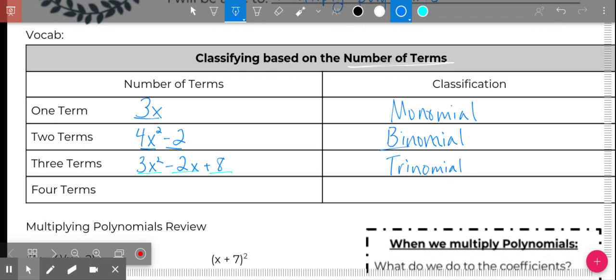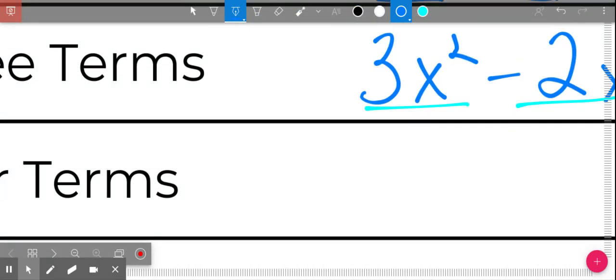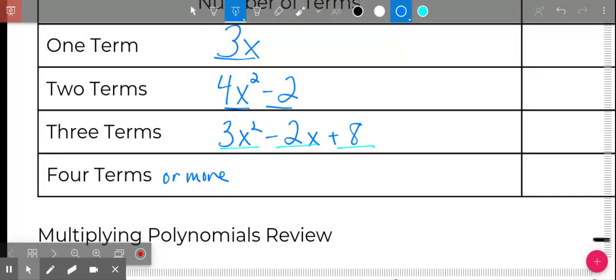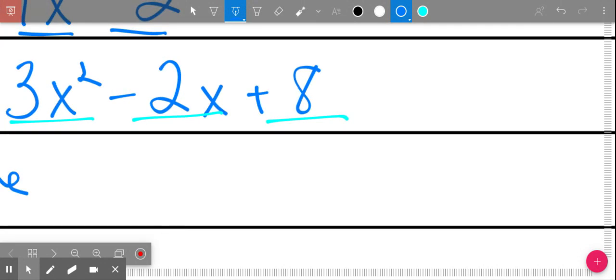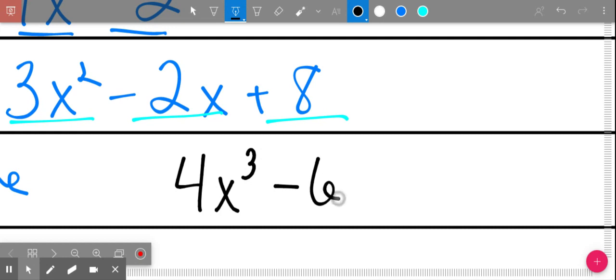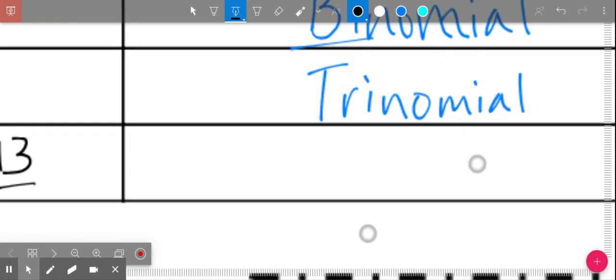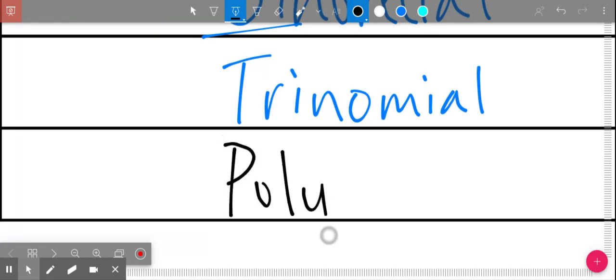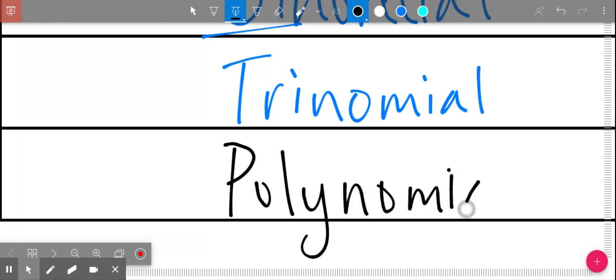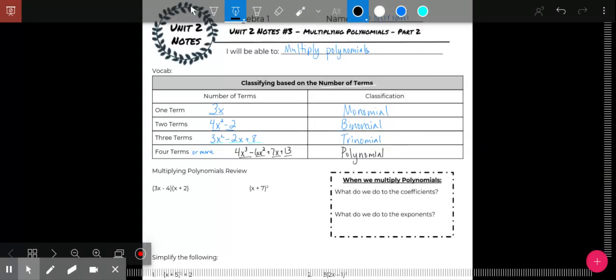And then last but not least, 4 terms, and this is going to be 4 terms or more. Anytime there are 4 terms or more, I'll give you a quick example, 4x cubed minus 6x squared plus 7x plus 13. That's 1, 2, 3, 4. Anytime there are 4 or more, that's going to be a polynomial. All right, so we're just going to be practicing multiplying all these together.